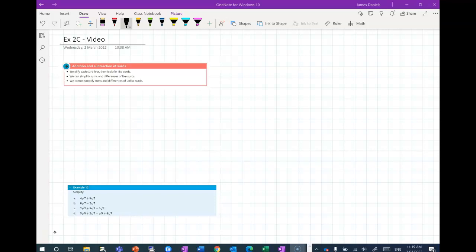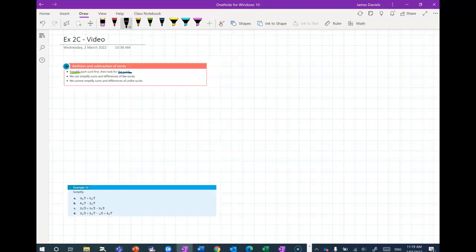Now I've put the red box here, which is a bit of our theory, and it has 3 points that are really important. Firstly, we want to simplify each surd, and then we look for a concept called like surds. We can simplify the sums, or the addition and subtraction, of surds that are alike. We'll get into that in a moment. We cannot simplify sums and differences, addition and subtraction, of unlike surds. So there are our rules today.